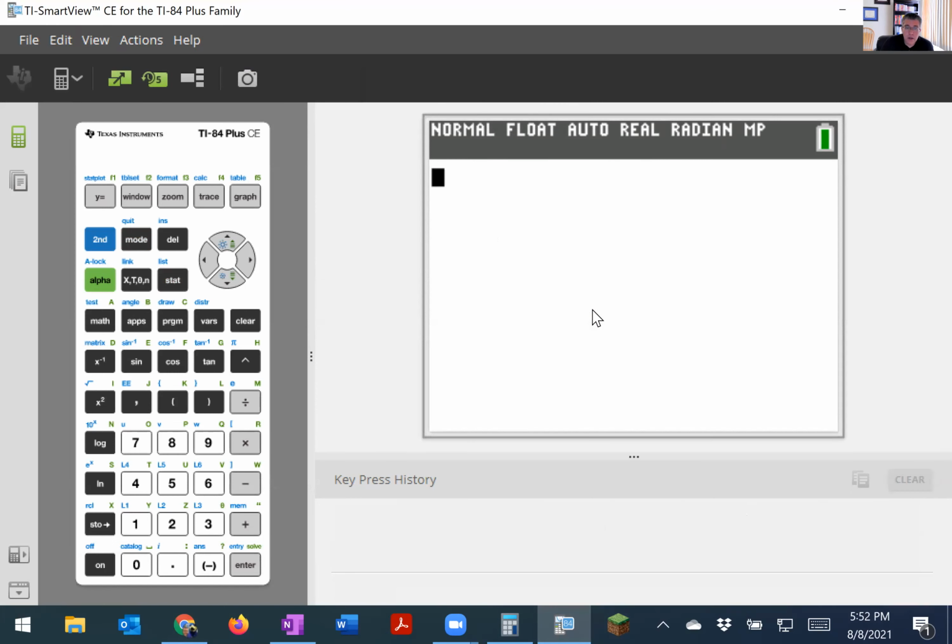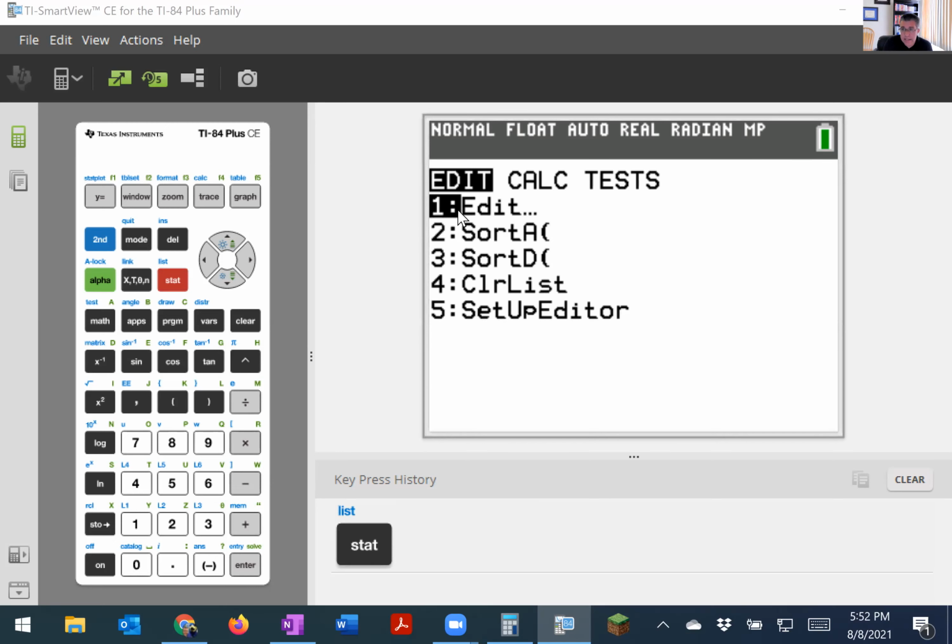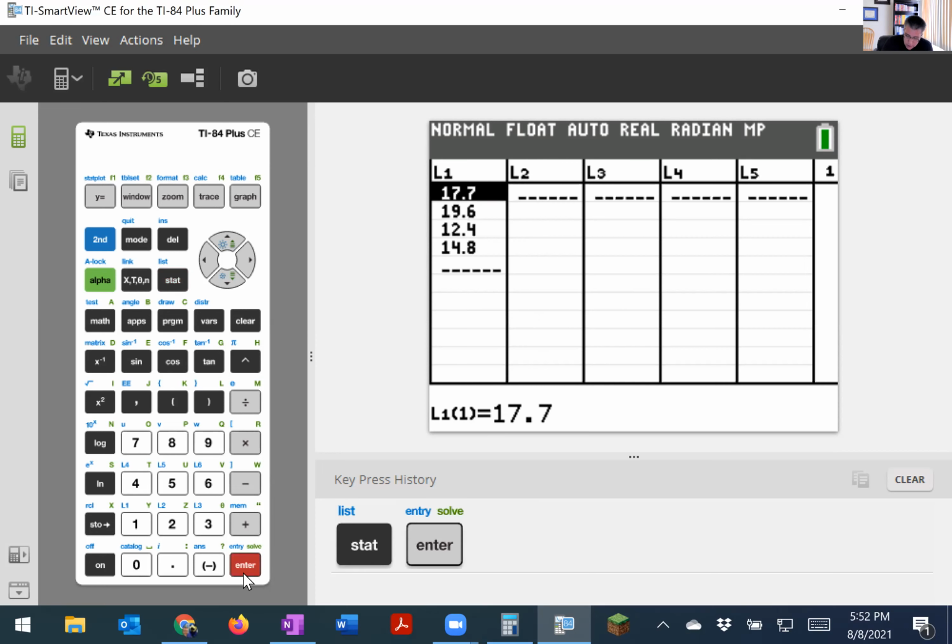Then I'm going to go to the stats key. All the keys that I push are going to be highlighted in red, and they're also going to be listed down below. So I'm going to hit the stats key, and then I'm going to hit edit, and it's already highlighted as edit. So I'm just going to hit enter. Then it has some values here that I had previously.